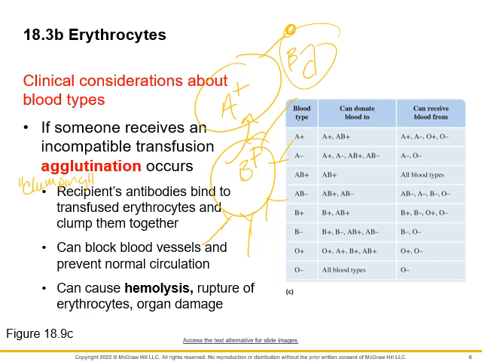So you're going to see a rupture of the erythrocytes. This can also cause organ damage. If this clumping happens to get into an organ blood vessel, it can cause damage to the cells that make up that organ. So think of kidneys, that would be kind of bad.